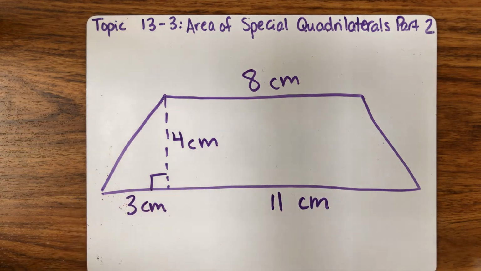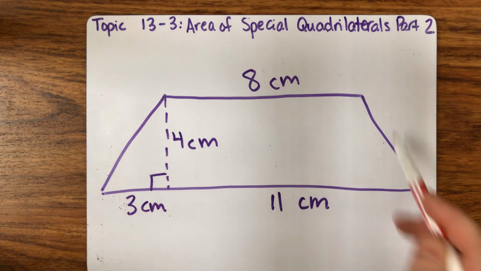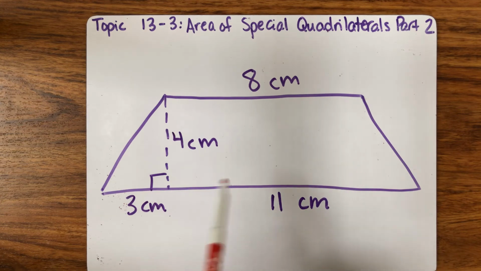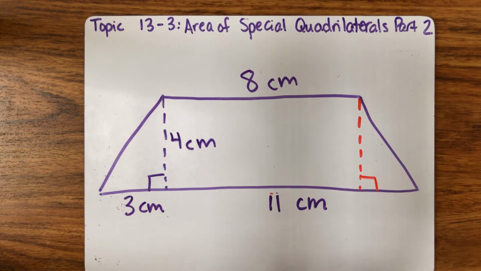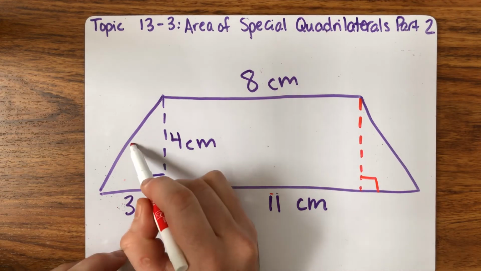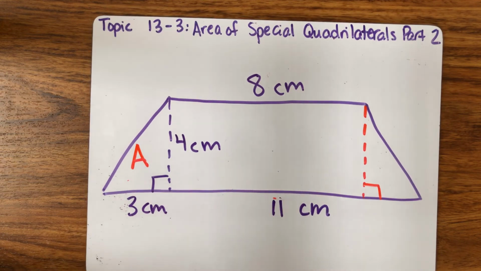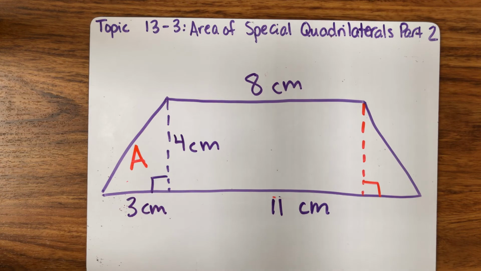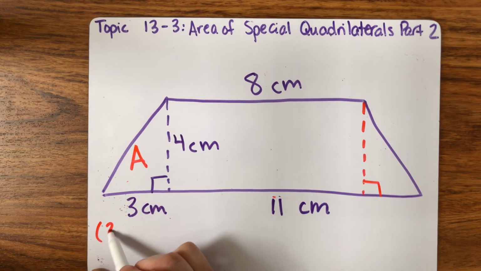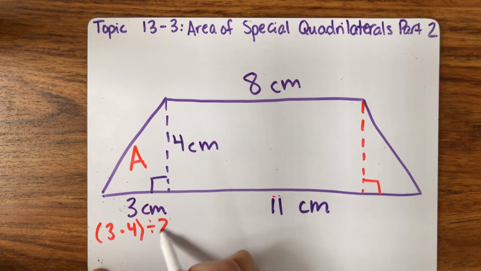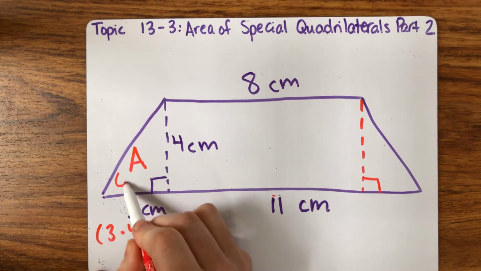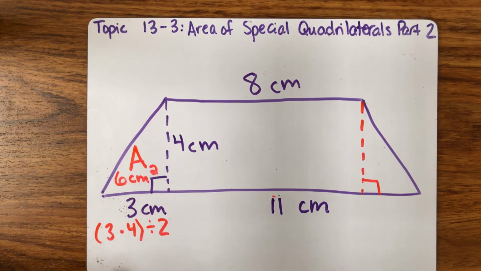So I have this trapezoid shape. I see a triangle, and then I see another trapezoid shape that I don't know how to find the area of. What can I do with this trapezoid shape so that I can find the area? Well, I can make it into a rectangle and a triangle. All right, what is the area of this triangle? Triangle A. Well, 3 is the base times 4 is the height, and then because it's a triangle, we divide by 2. So 12 divided by 2, we get 6 centimeters squared as the area for triangle A.